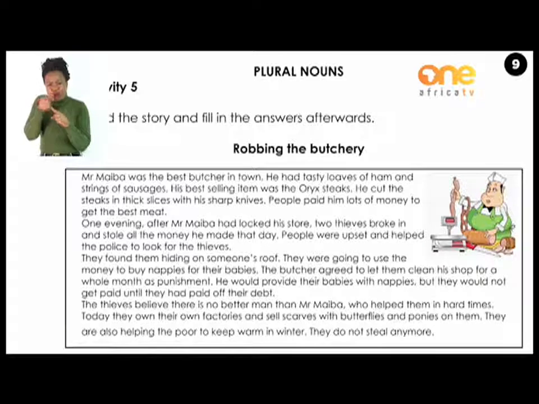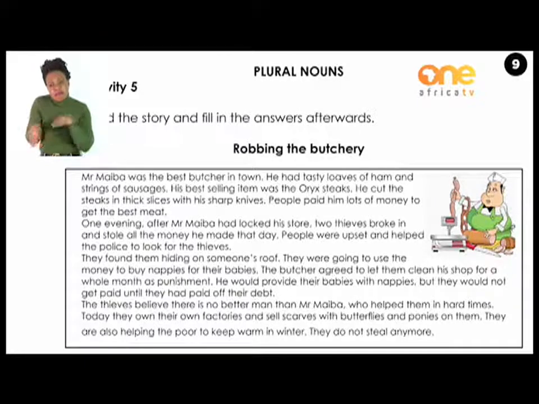People paid lots of money to get the best meat. One evening, after Mr. Mayber had locked his store, 2 thieves broke in and stole all the money he made that day. People were upset and helped the police to look for the thieves. They found them hiding on someone's roof. They were going to use the money to buy nappies for their babies.